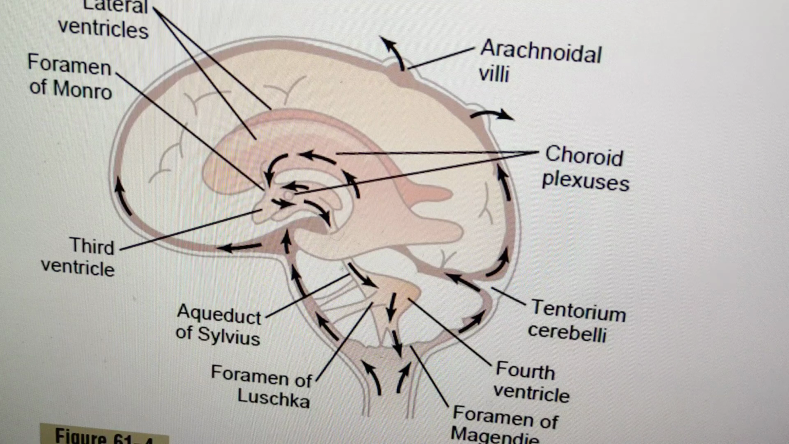CSF can be obtained by lumbar puncture, cisternal puncture and ventricular puncture. Lumbar puncture is the easiest method and it is commonly used. It is done by passing a needle in the interspace between the third and the fourth lumbar spines. Biochemical analysis of CSF is of diagnostic value in various diseases. So this is all about today's discussion on basic anatomy of cerebrospinal fluid.